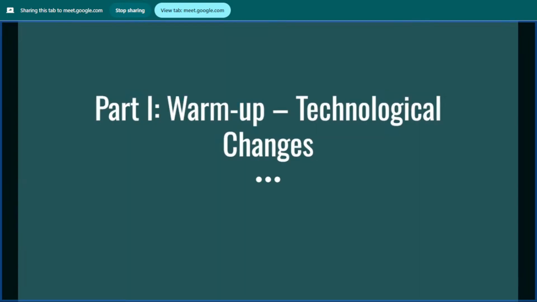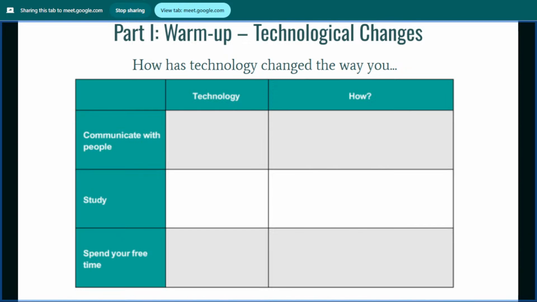Now over here, the first warm up part that you have is how has technology changed you. That's what you have to write down over here. You have to write down the name of the technology and how it has changed you. I'll give you 5 minutes for this task. Try doing this. I will be back in a minute.